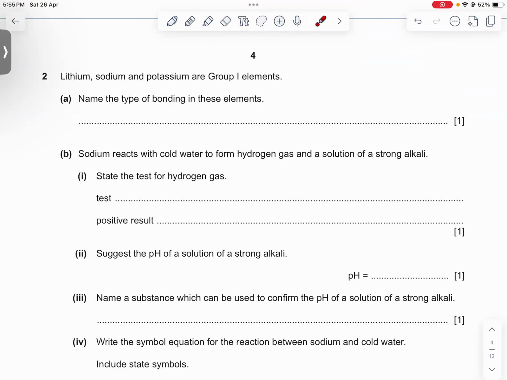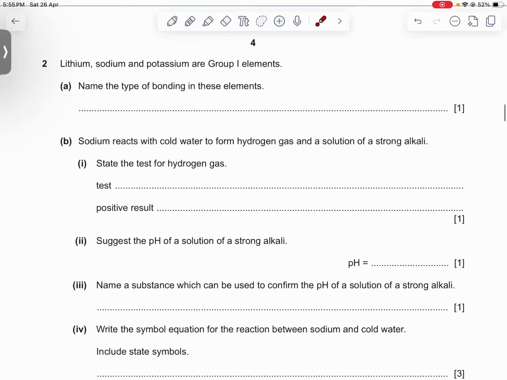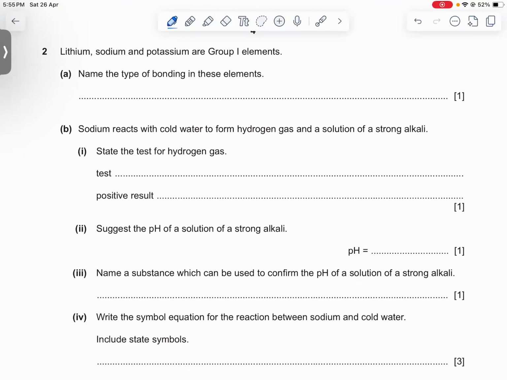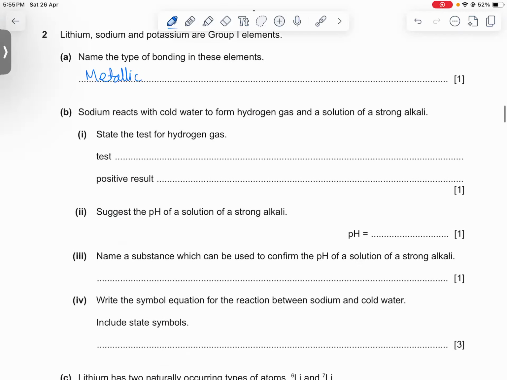Next, lithium and sodium and potassium are group 1 elements. Name the type of bonding in these elements. What type of bonding is present in these elements? Metallic. Good. Metallic bonding is present in these elements.